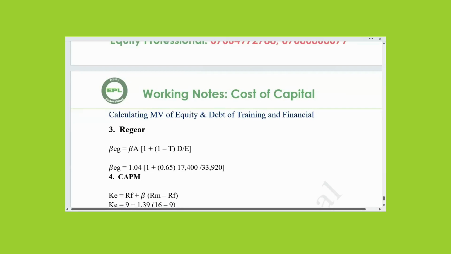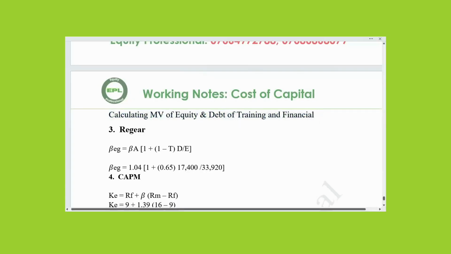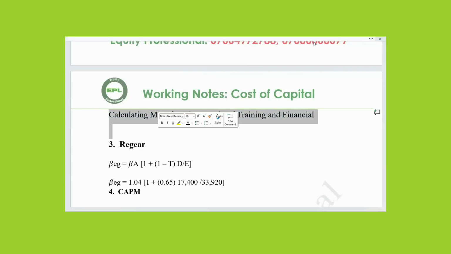Okay, let me change this one to black. All right, that gap is too wide. Let me adjust it.